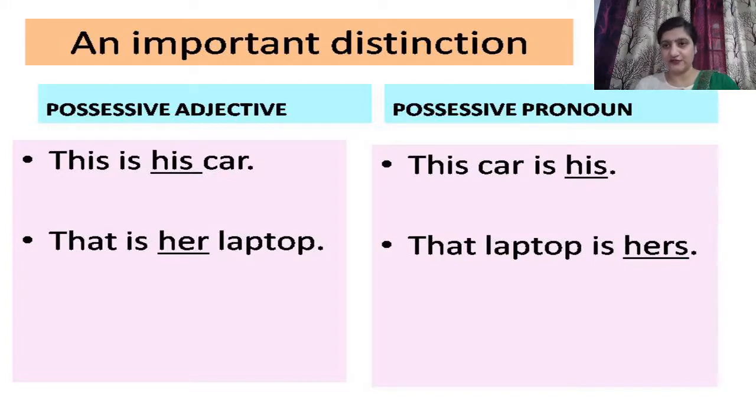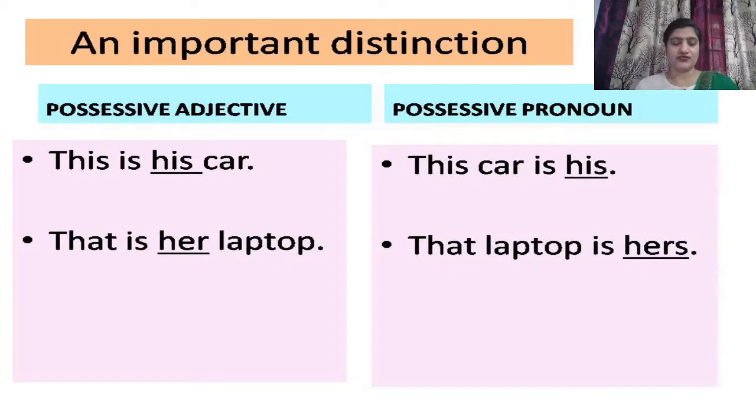This car is his. His here is a possessive pronoun. Why? Because it tells whose car. But the same word his in the first sentence is not a pronoun, but it is an adjective. Why? Because here his is being followed by a noun car, and it is modifying the meaning of the noun car. So whenever these words which look similar to pronouns, when they come before a noun and describe the idea of possession and modify the noun which is following them, they would be categorized as possessive adjectives and not as possessive pronouns.